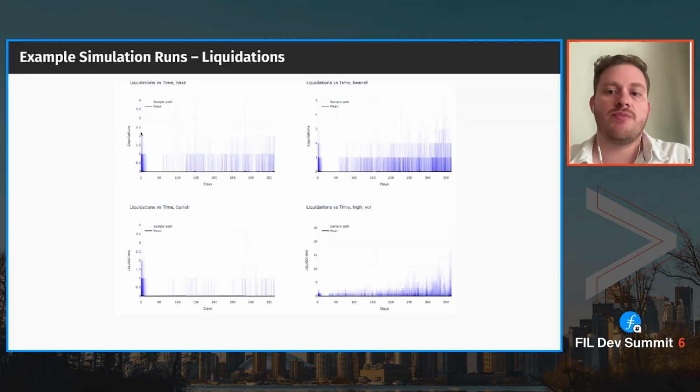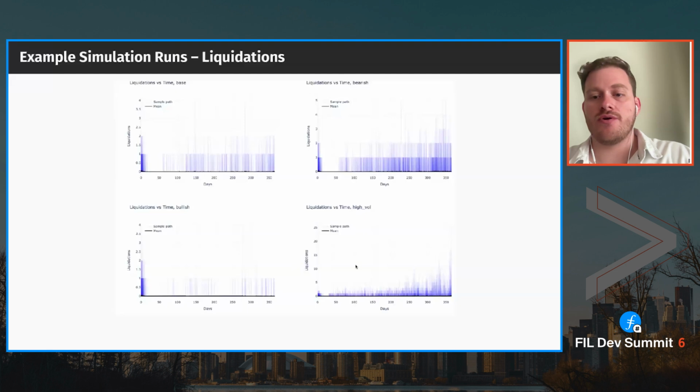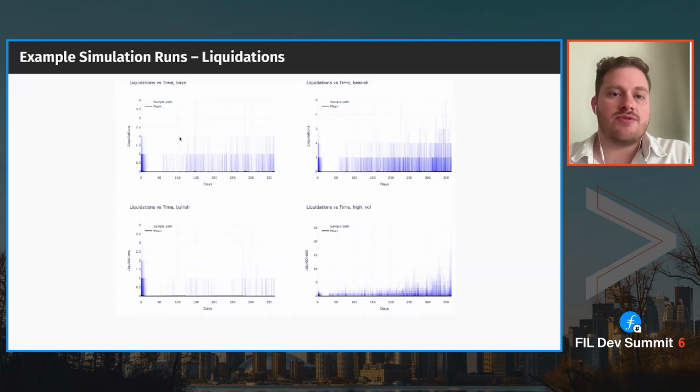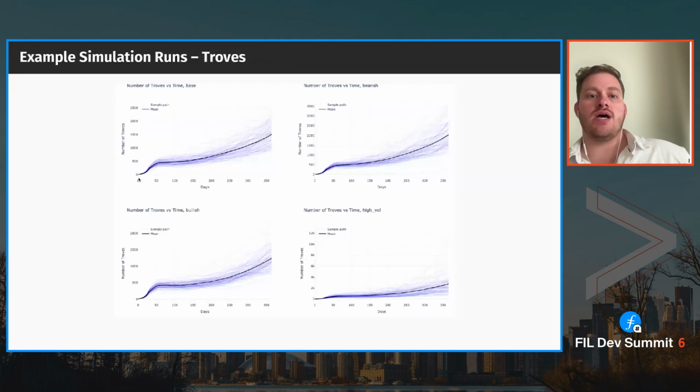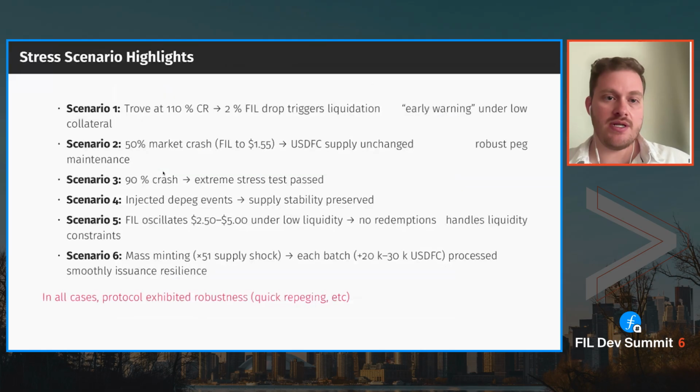And we can also simulate things such as how often liquidations occur, the amount of liquidations that occur during different market conditions. So we can see, for example, that in a high volatility market, there are many more liquidations than in a bullish case or a base case. We can also simulate different scenarios on how the number of troves behaves for each market condition.